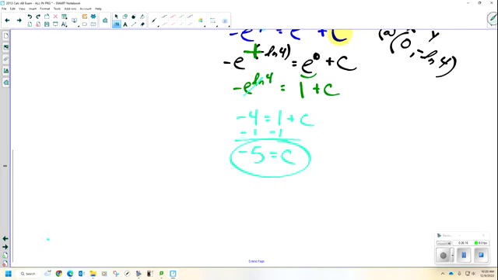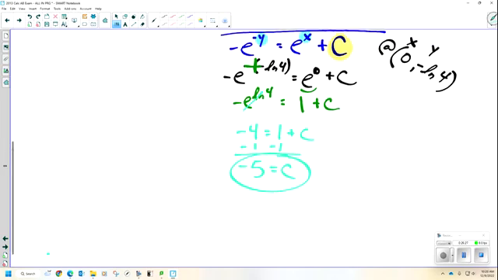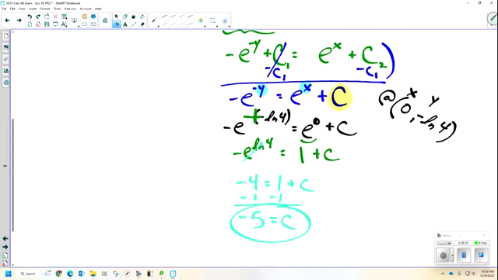Okay? But I'm not done. They want the equation. All right. So let's go back to our equation, back to this thing right here, and let's throw our negative 5 in for c. So we've got negative e to the negative y equals e to the x. Well, this was plus c, but c is a negative 5. So this is what we have right here.